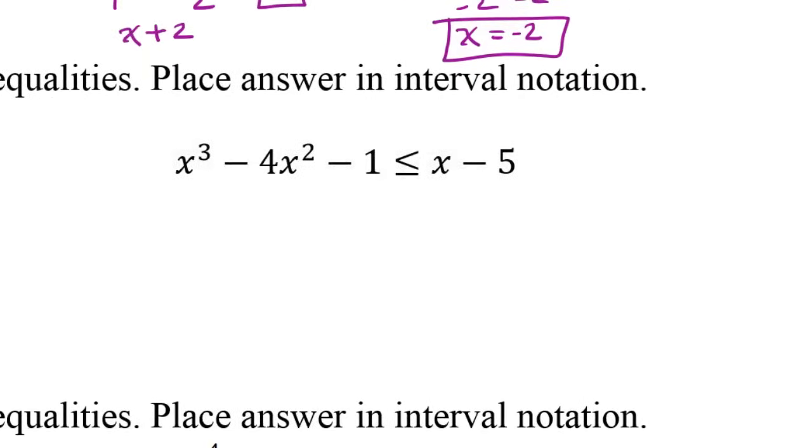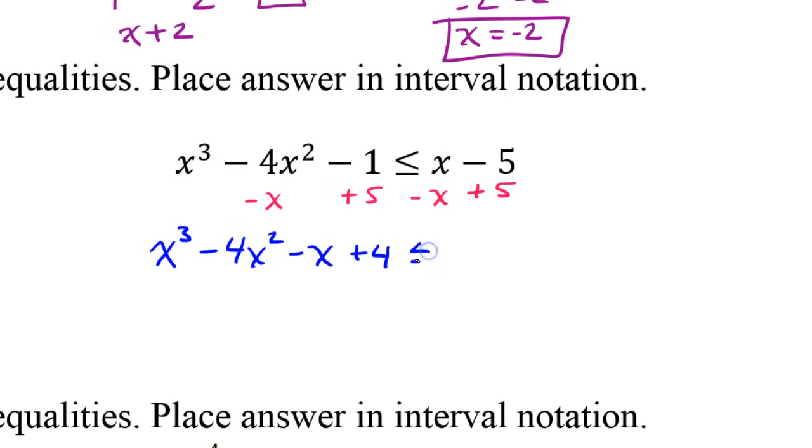Once again, it would be helpful to have 0 on one side. So I am going to subtract x from both sides, and I am going to add 5 to both sides. Okay, so that is going to give me x to the third power minus 4x squared minus x plus 4 is less than or equal to 0.